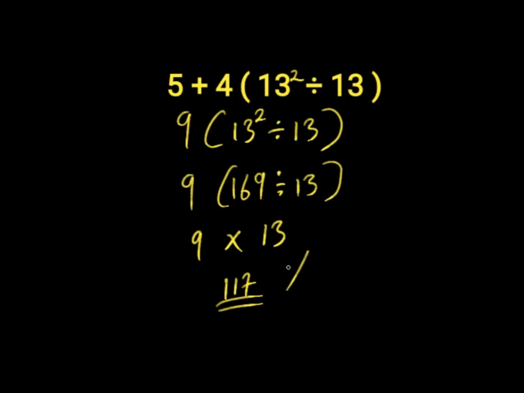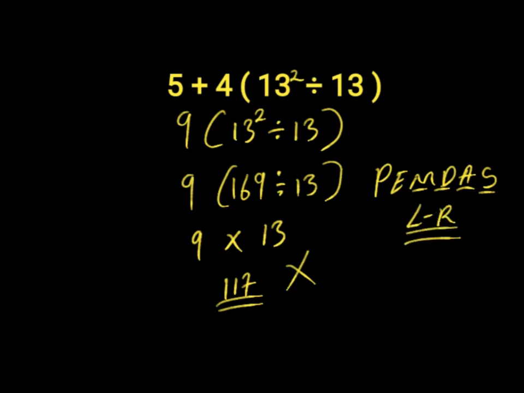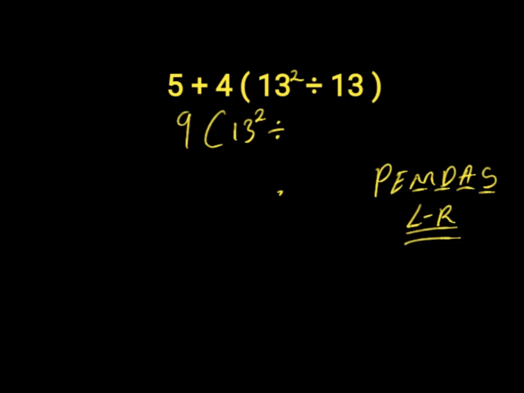117 is the wrong answer to this question because we did not work with the order of operations, which is PEMDAS. In PEMDAS, we have parentheses, exponents, multiplication, division, addition, and subtraction. Multiplication and division have equal priority, as do addition and subtraction, working from your left to your right. In order to arrive at the correct answer, let us solve the right answer to this question.